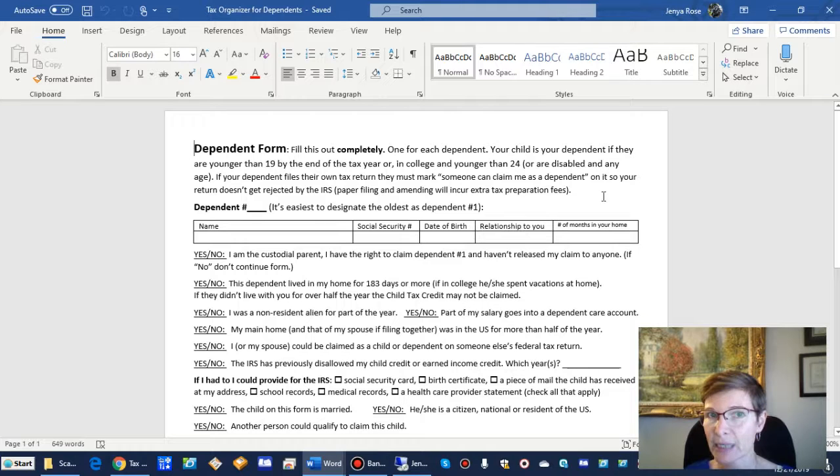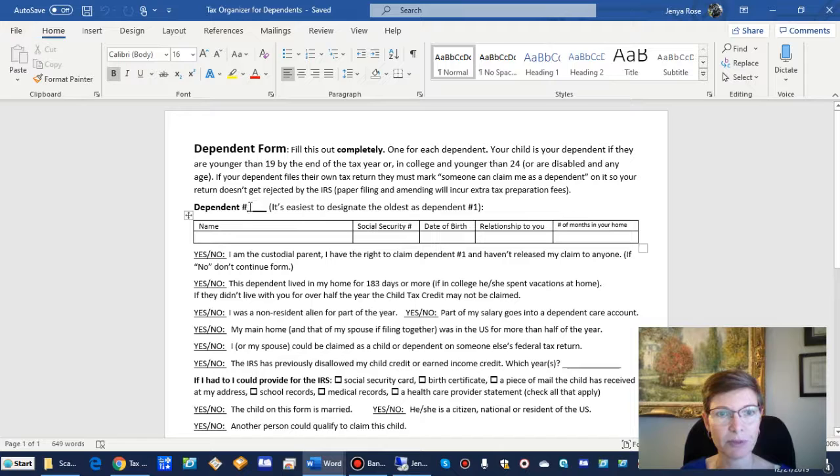But if they're filing it themselves, and this happens every year to 3 or 4 people, we try to file and oops, you got rejected because your kid already filed their return and did not mention that they were your dependent. So it happens, but then it's a whole paper filing and an amendment, and it's going to cost you a lot extra. So do talk to your dependent before the filing season.